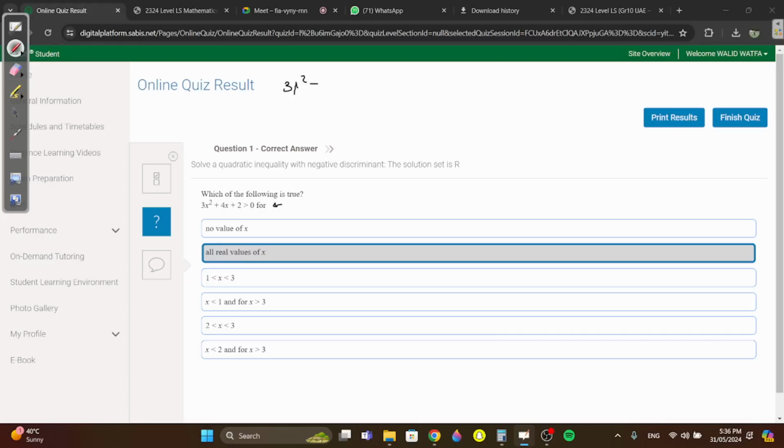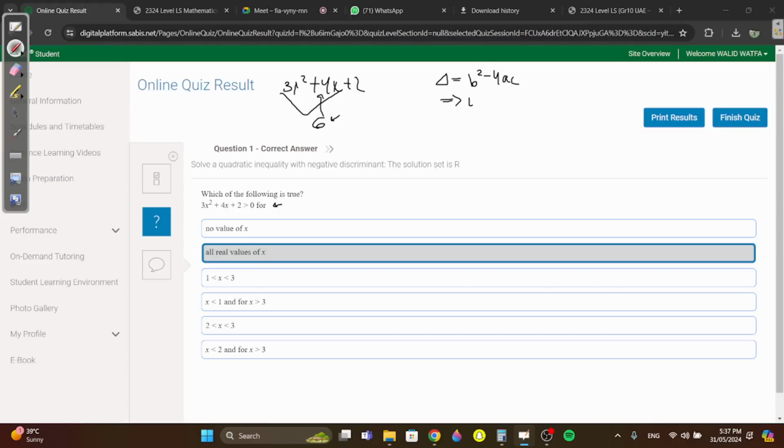Let's factor 3x squared plus 4x plus 2. 3 times 2 is 6, so which two numbers multiply to get 6, but when you add them, you get 4? Nothing. It's not factorable. Even if you try doing it with the quadratic formula, find the discriminant b squared minus 4ac. It should be a negative number, I think.